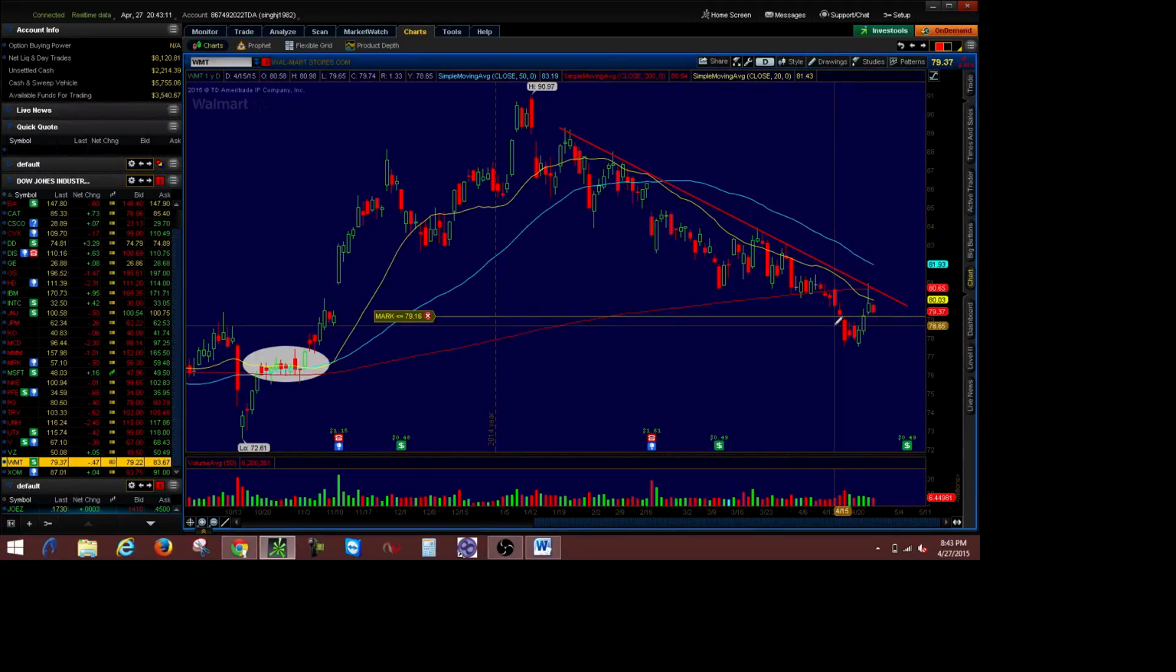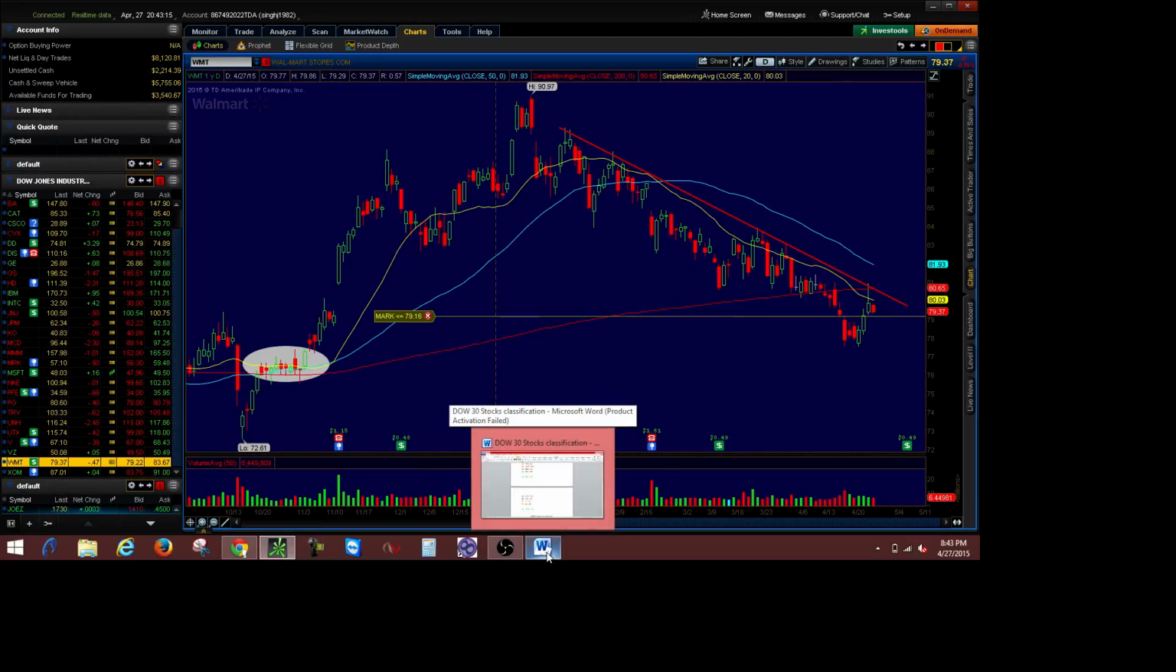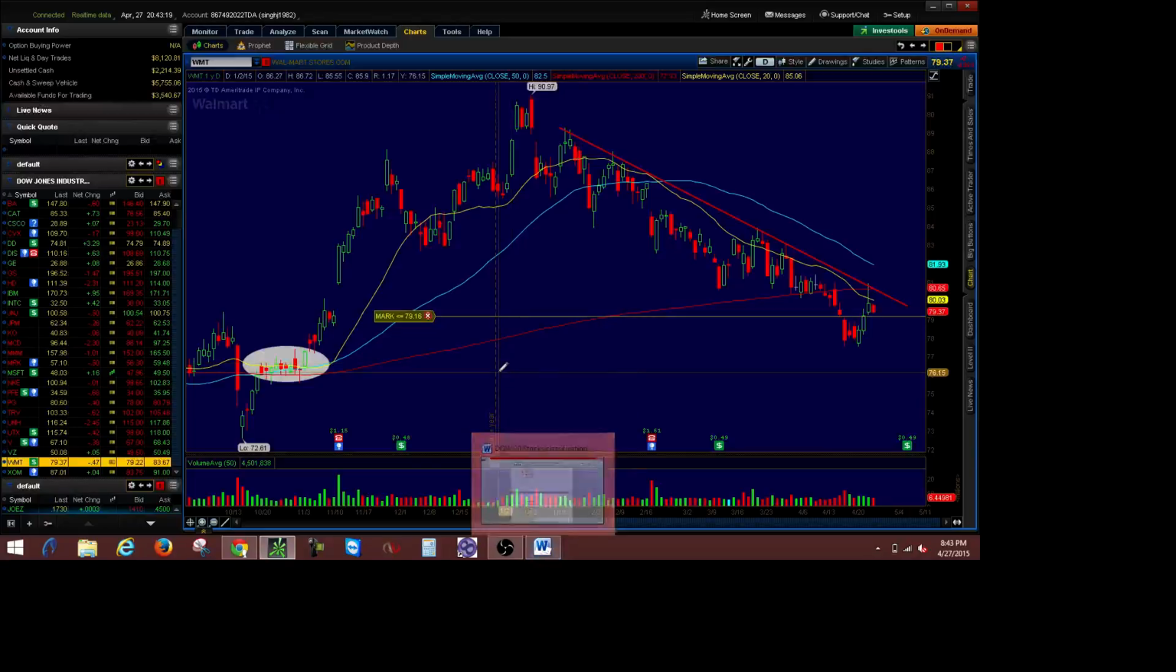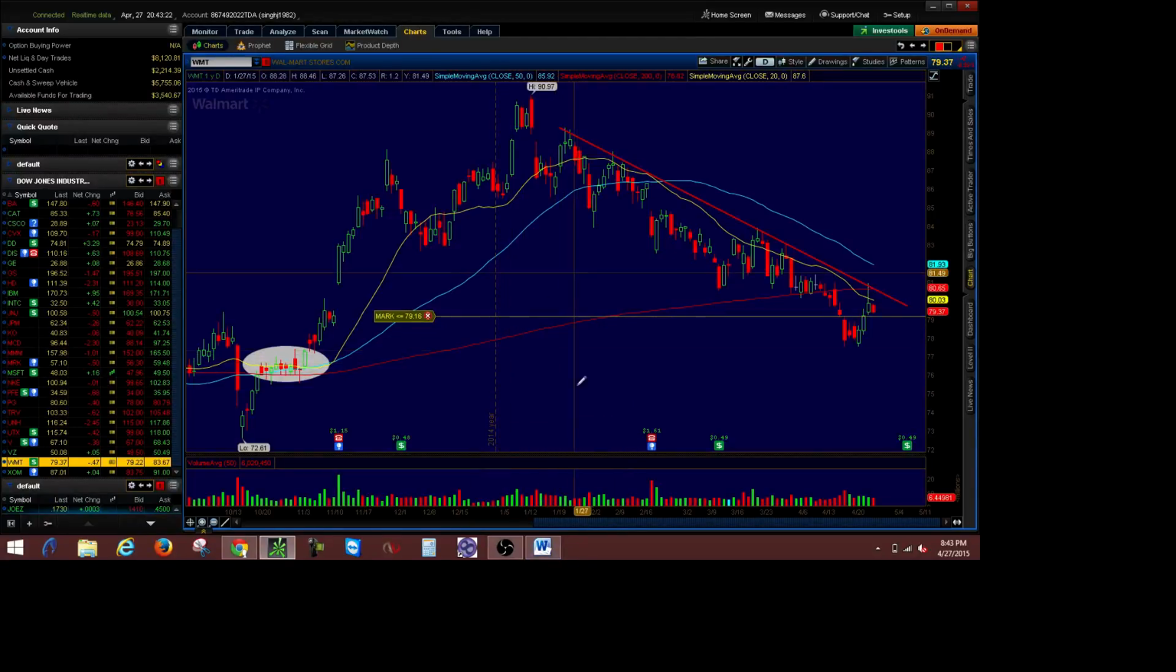Just doing the whole analysis. More than analysis, I'm classifying the Dow 30 stocks, and I'll put something in at the end which a lot of you guys will like.